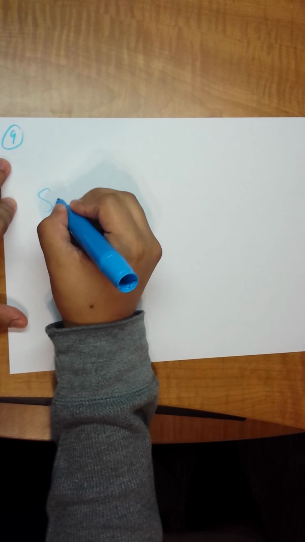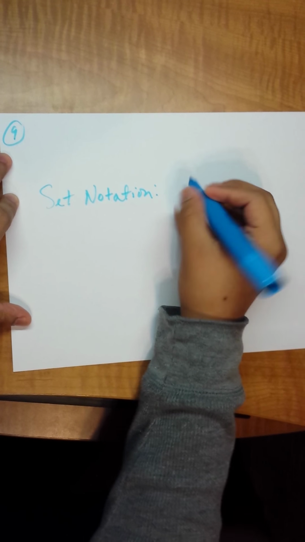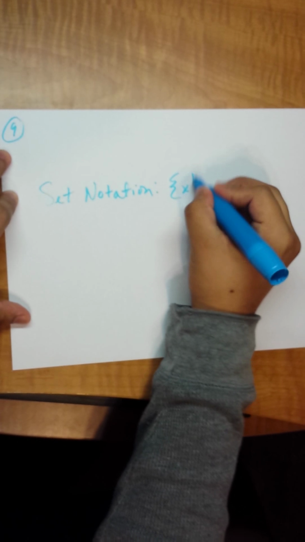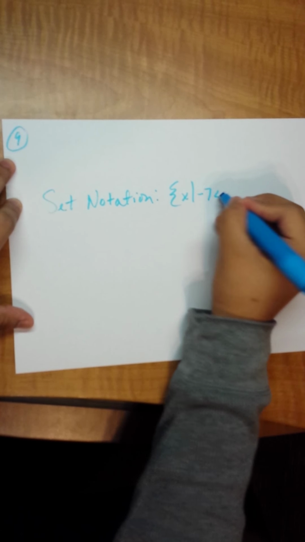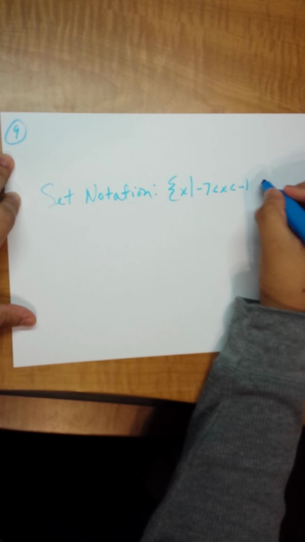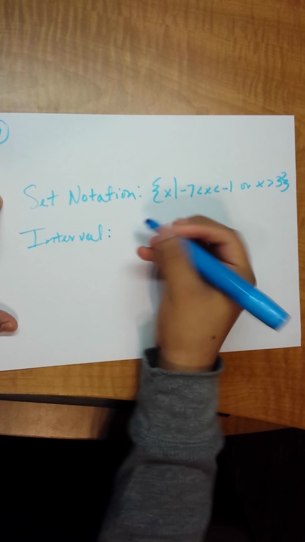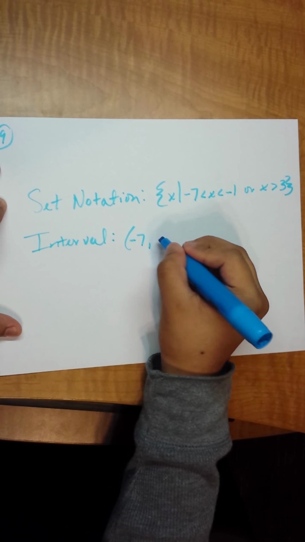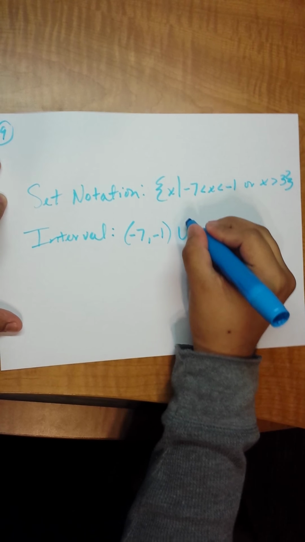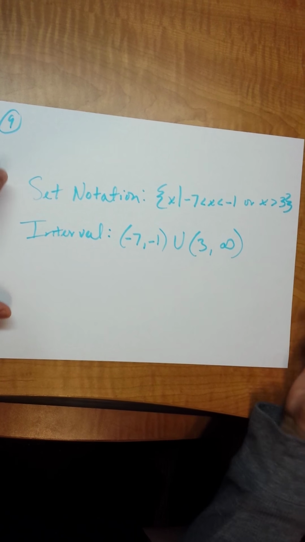So the set notation for those would be negative 7 is less than x, and x is less than negative 1, or x is greater than 3. The interval notation would be negative 7 to negative 1, union 3 to infinity. That is the answer for number 44.